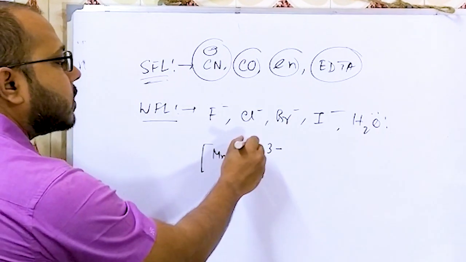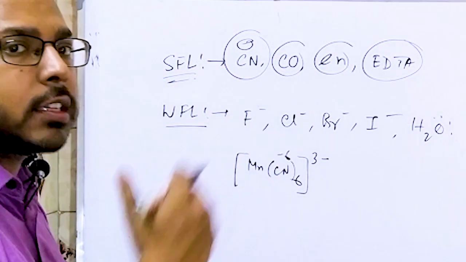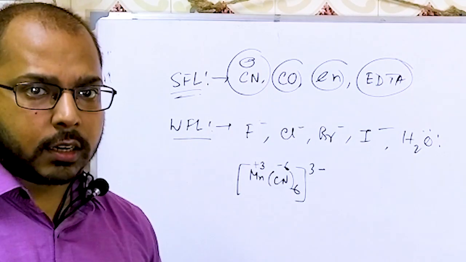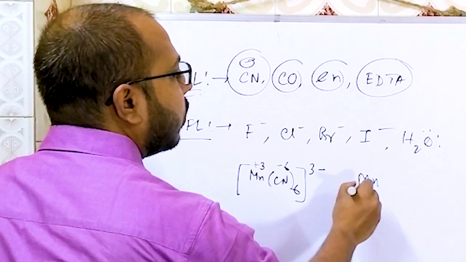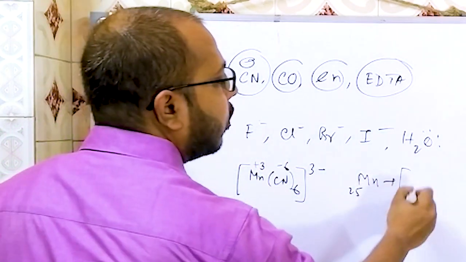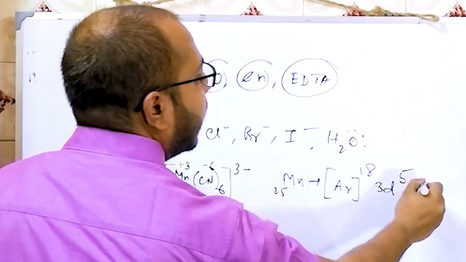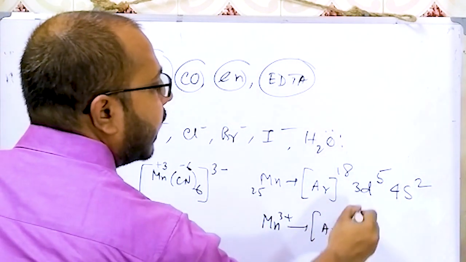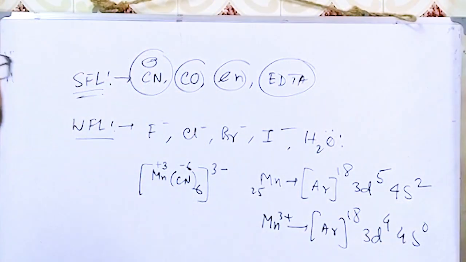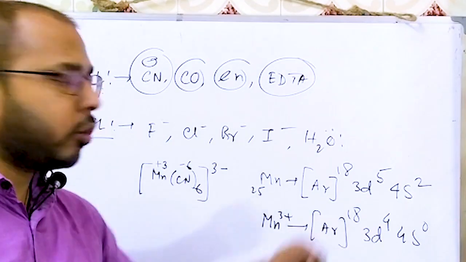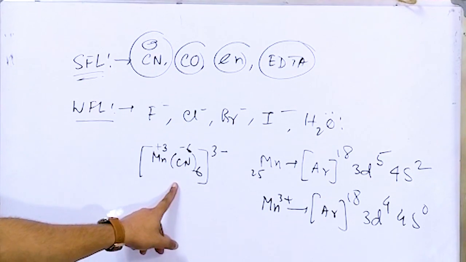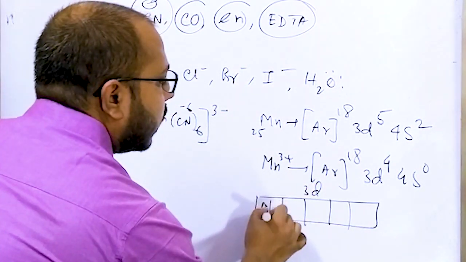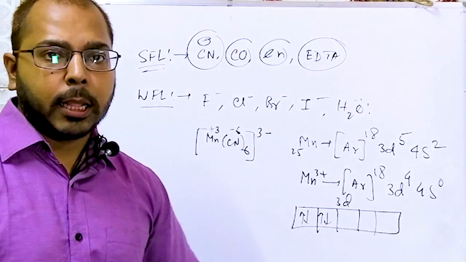Let us consider this example. CN minus has a charge of 1 minus, so for 6 it will be 6 minus, and Mn should be plus 3 here, isn't it? You can check the electronic configuration part, which is very important. Mn has the electronic configuration argon 18, 3d5, 4s2. So if Mn 3 plus is there, then it should be argon 18, 3d4 and 4s0, because 3 electrons are to be removed, 4s2 and 3d1. So 3d4, and it is a strong field ligand. That means, with 5 d orbitals, no unpaired electrons will be there if CN minus is present. Magnetic moment will be 0.